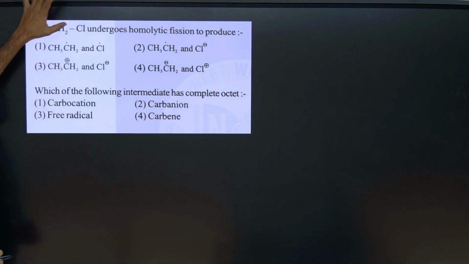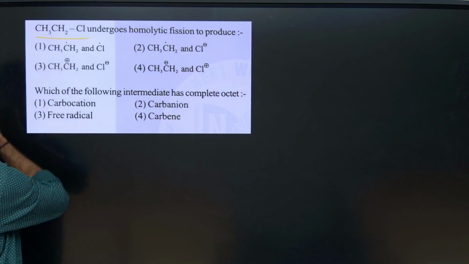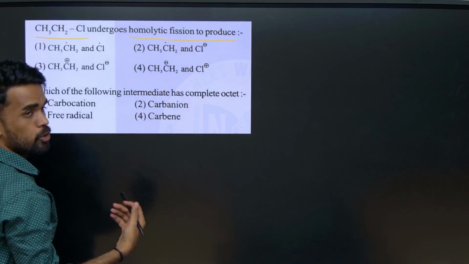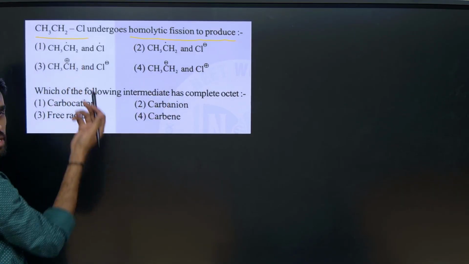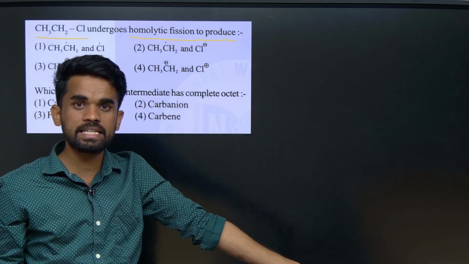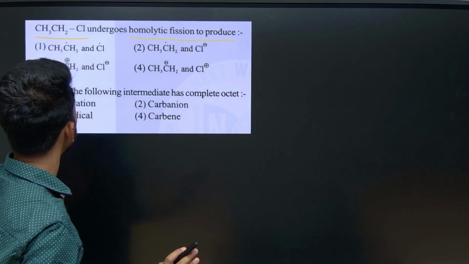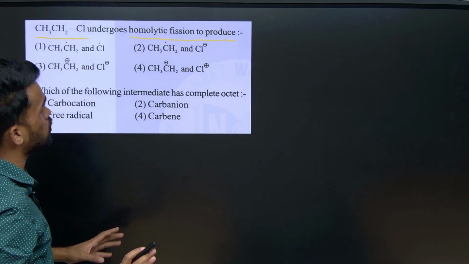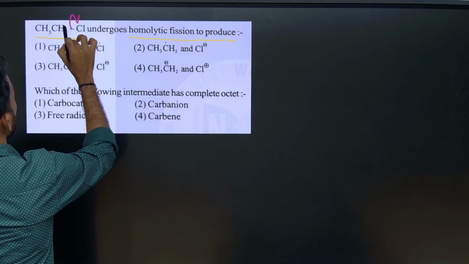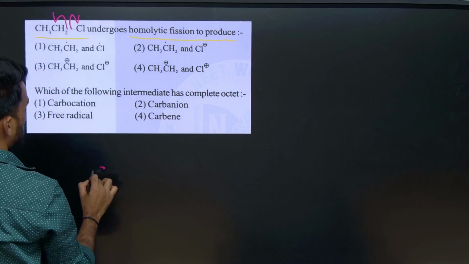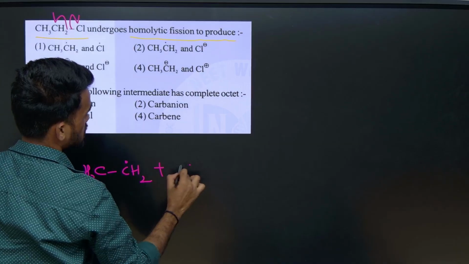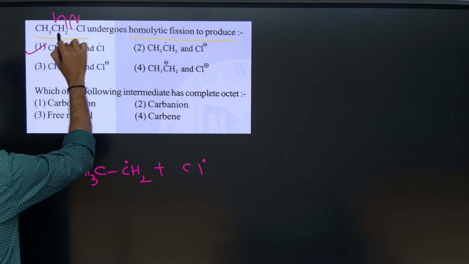Ethyl chloride, CH3CH2Cl, undergoes homolytic cleavage or fission to produce what? We generally studied that homolytic cleavage gives free radical generation only. So without looking at anything, whichever option includes only free radicals, choose that. If it is homolytic cleavage, we may expect CH3CH2 with one electron plus Cl with one more electron. So the first option is correct.